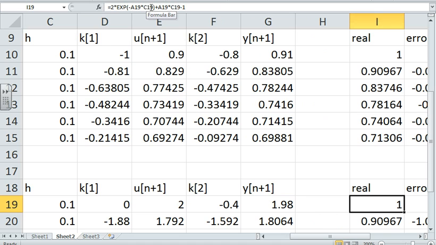The real value becomes 2 exponential minus x squared.